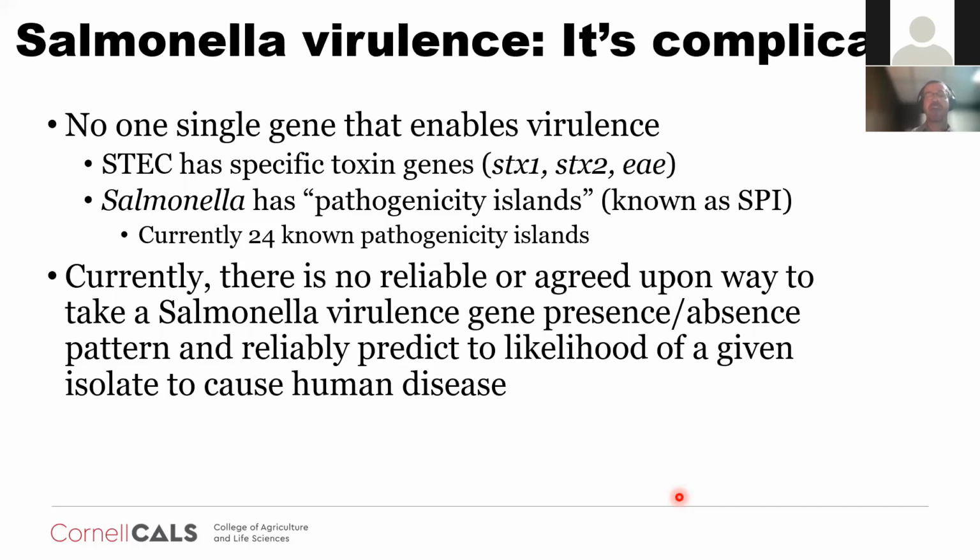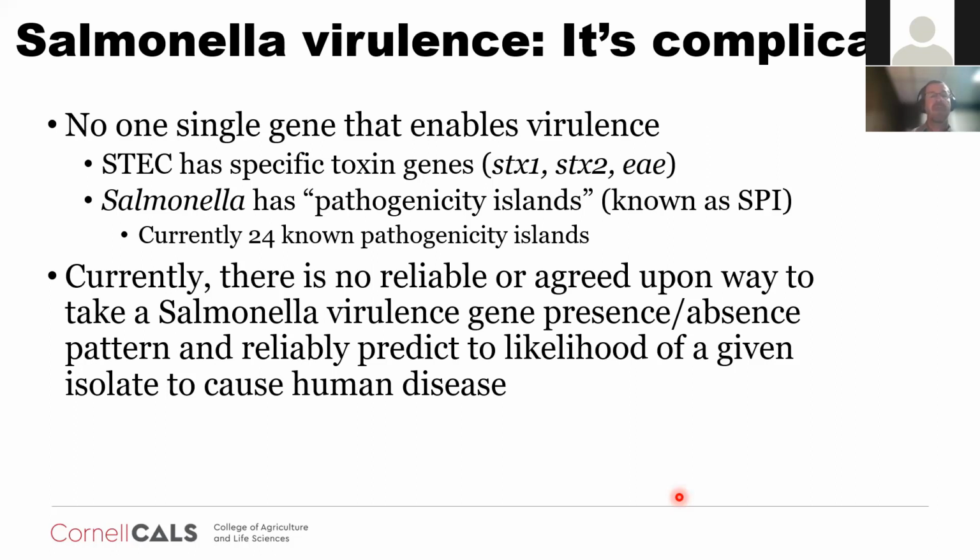Salmonella virulence, it's complicated. Salmonella isn't just an E. coli or Listeria that goes by another name. With Shiga toxin-producing E. coli, or enterohemorrhagic E. coli, it's difficult, but it's nothing like Salmonella. With STEC, we have a specific set of toxin and virulence genes, stx1, stx2, and eae, and they can be used to define whether an E. coli is likely to cause enterohemorrhagic disease.